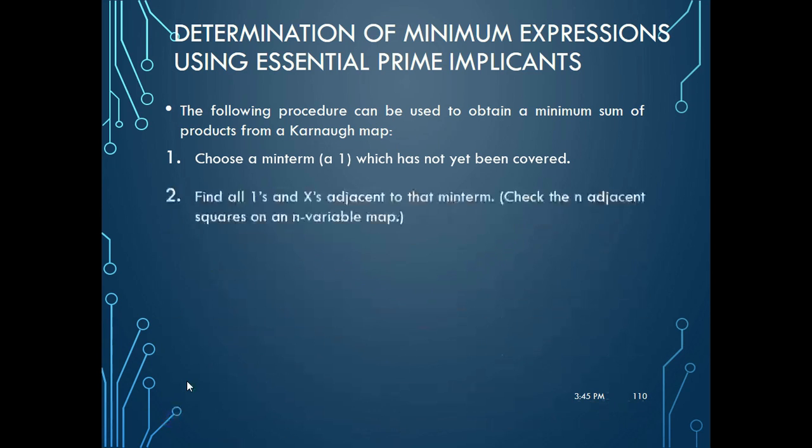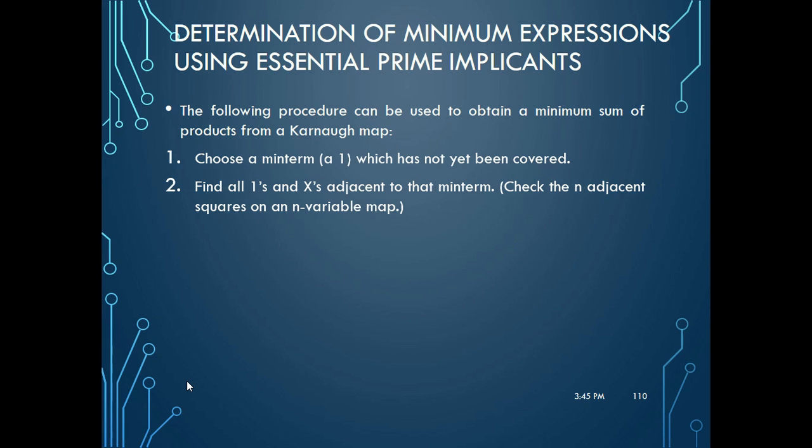Okay, the next step is to find all ones and x's adjacent to that min term. X means a don't care condition; x can take either 0 or 1. Usually we consider x as 1 when solving K maps. Everywhere you have solved a problem and encircled ones, x can always take 1 in that case. So here find all ones and x's adjacent to that particular min term.